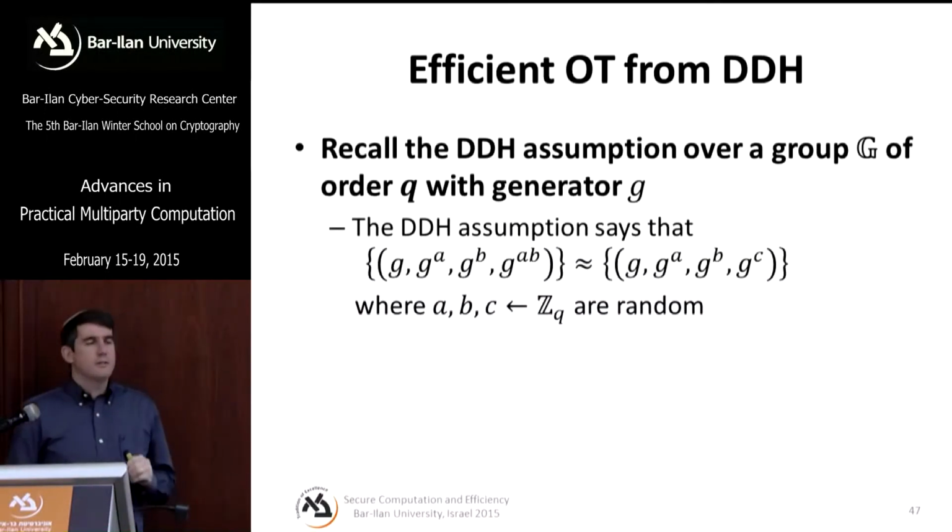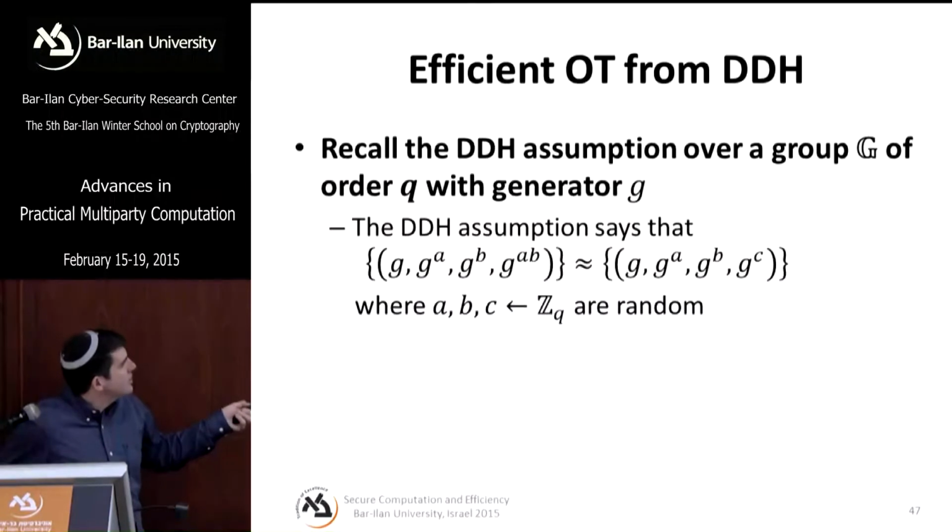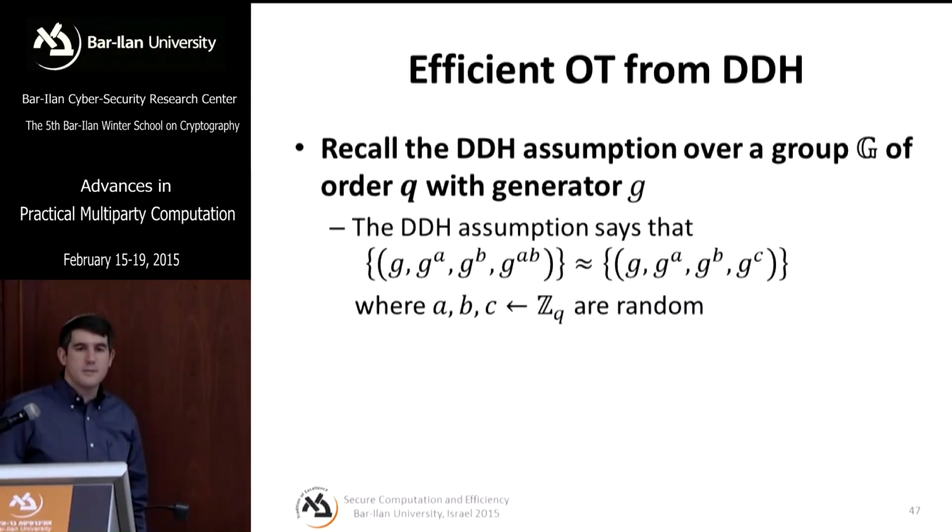Okay, so I want to construct efficient oblivious transfer from the decisional Diffie-Hellman assumption. So we're given a group G of order q with a generator g. And just to recall, the DDH assumption says that if you're given a tuple, which is the generator g, and then g^a, g^b, and g^(ab), where a and b are random, this actually looks the same as g^a, g^b, and g^c, where c is random as well.